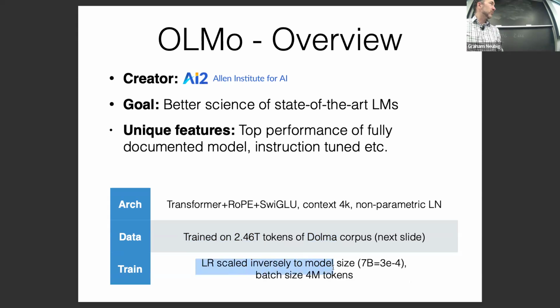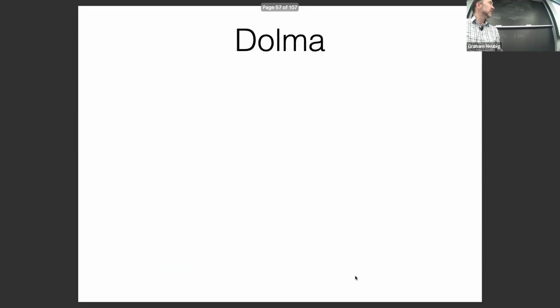Actually, I think this might be wrong. So just ignore that. That was a copy-paste mistake from Pythia. So they always use 3e-4, which is a learning rate, which is the same as LLaMa. And the batch size is 4 million tokens, which is also the same as LLaMa.